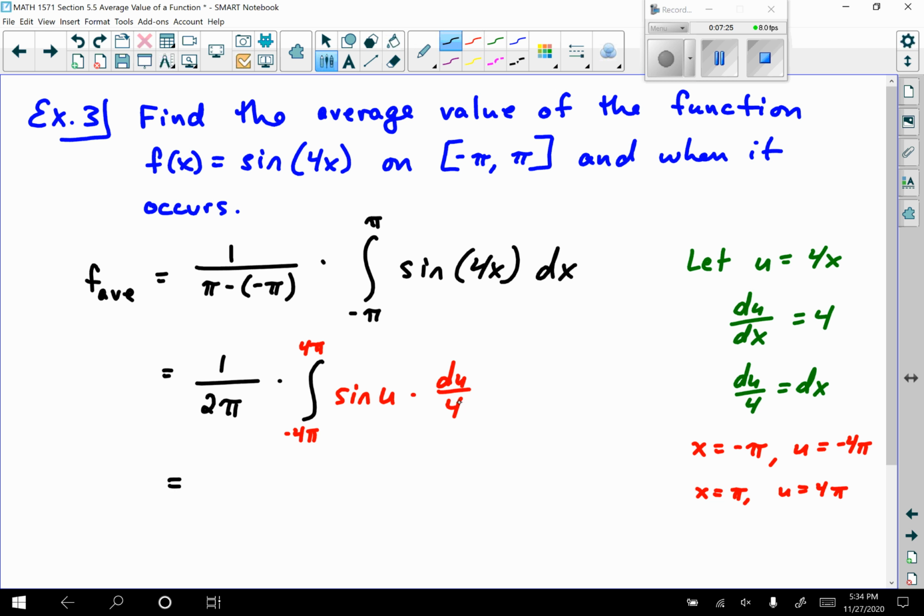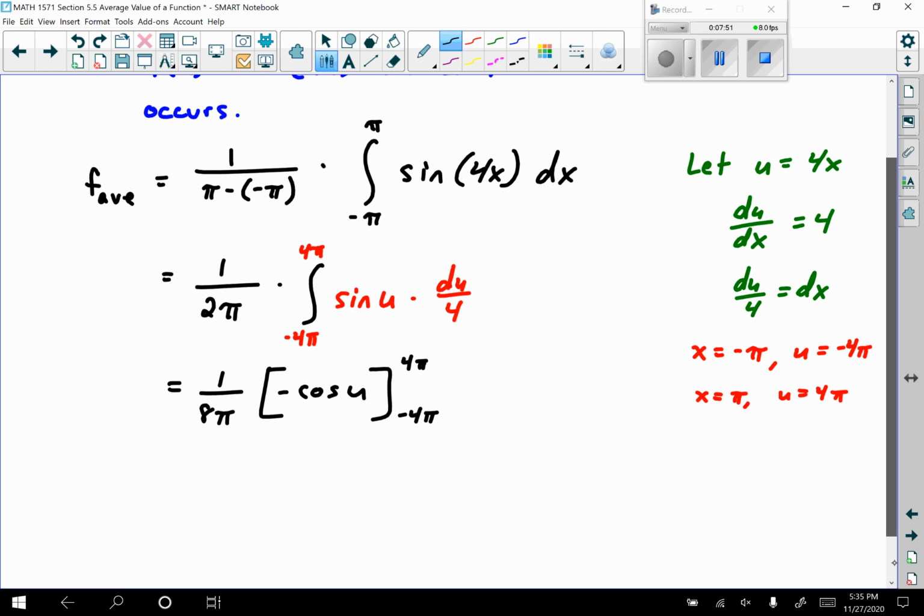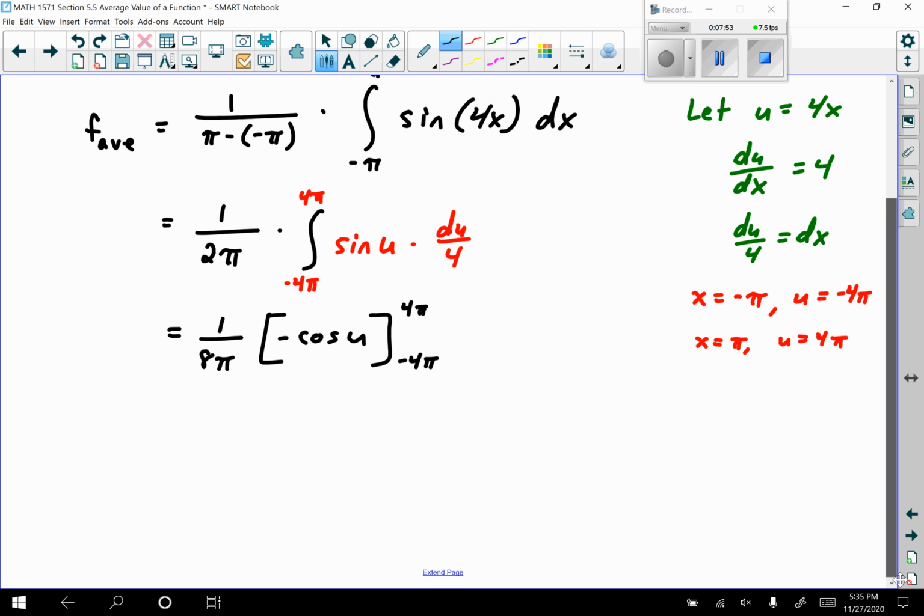So now I'm going to pull the 1/4 out in front. Multiplying 1 over 2 pi times 1 over 4, we're going to get 1 over 8 pi. And then the antiderivative of sine u is going to be negative cosine u, as u goes from -4 pi to 4 pi. The reason we changed the x's to u's is so I don't have to bring the 4x back in. If you left it -pi to pi, at this point you would just bring the 4x back in instead of the u and evaluate there.